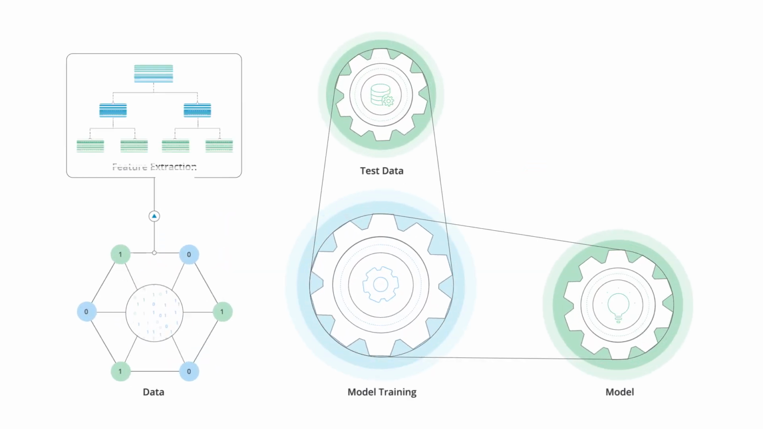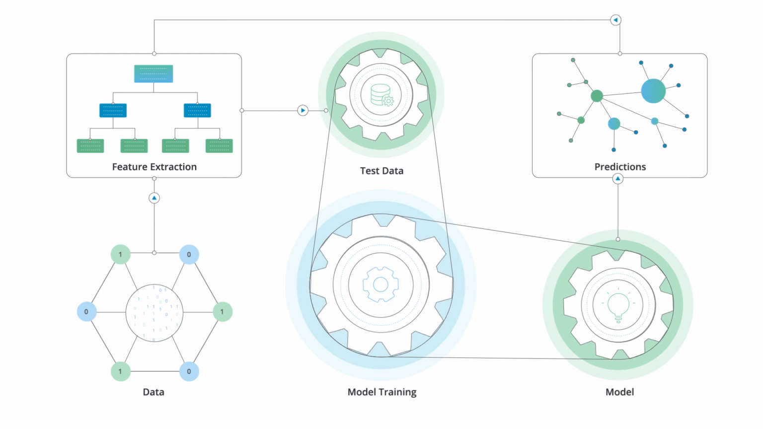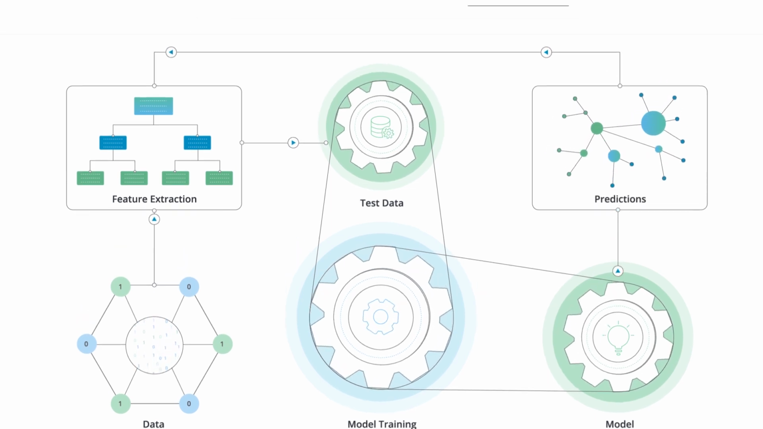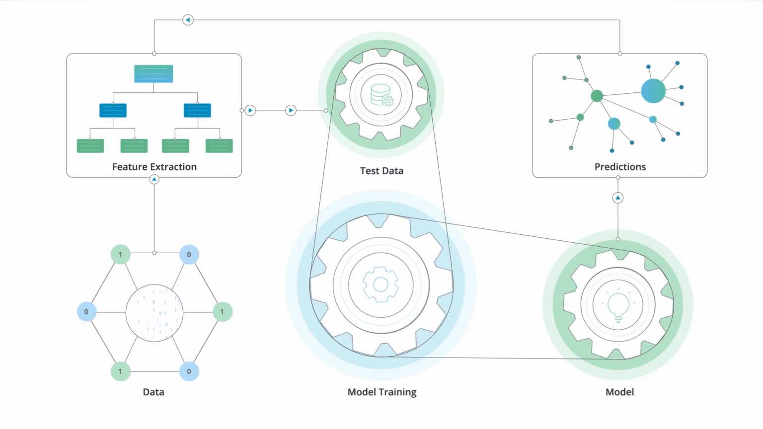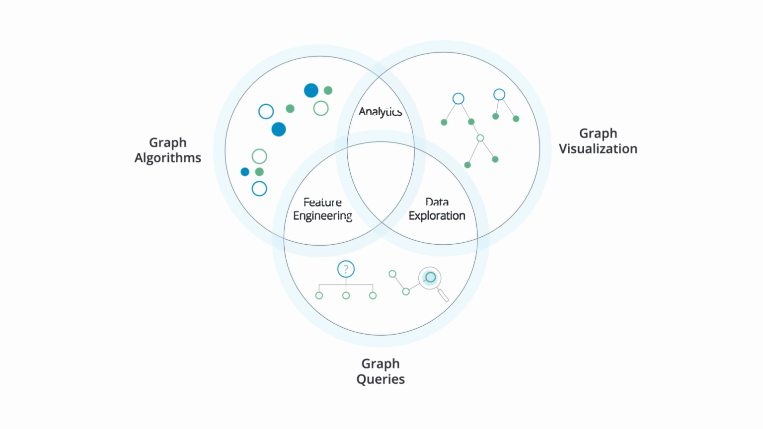Your machine learning models are working. You're seeing results, but you know there's more for you to uncover. What if you could use the network structure within your data without disrupting your machine learning pipeline? With graph data science, you can.